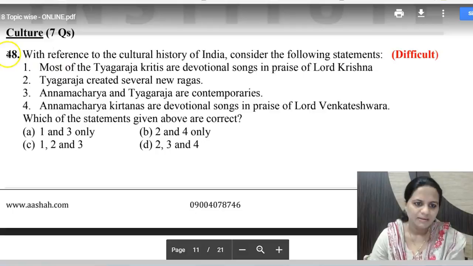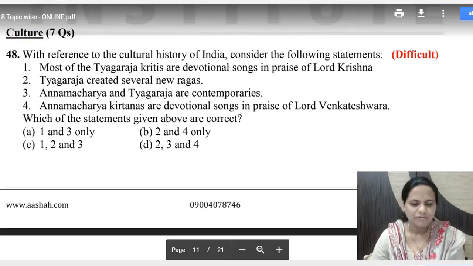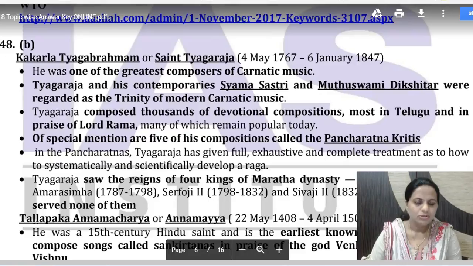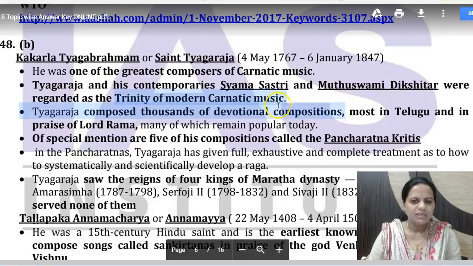So the first question in culture, of course, is difficult. This is regarding Tyagaraja. The first statement is, most of the Tyagaraja Kritis are devotional songs in praise of Lord Krishna. They are actually devotional songs in praise of Lord Rama. Saint Tyagaraja was one of the three in the trinity of modern Carnatic music. If you have studied culture and Carnatic music, you would know about this. He composed songs mostly in Telugu in praise of Lord Rama. So the first statement is incorrect. Of course, he composed ragas. So the second statement, created several new ragas, is correct.